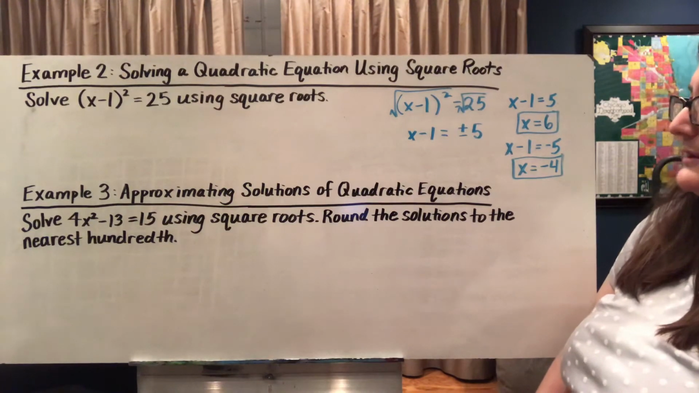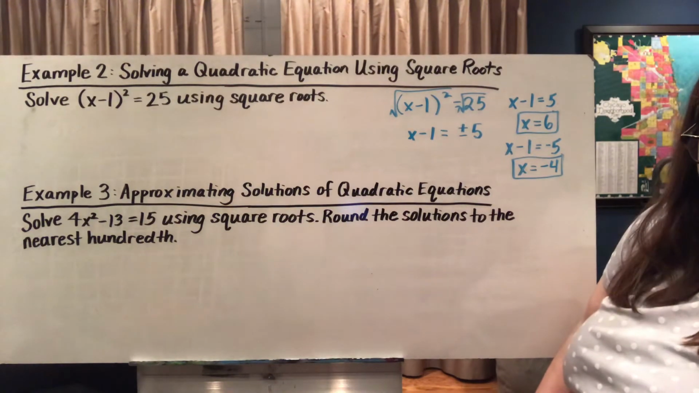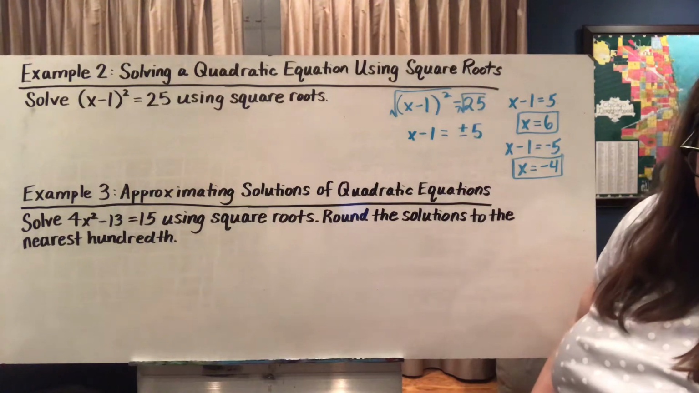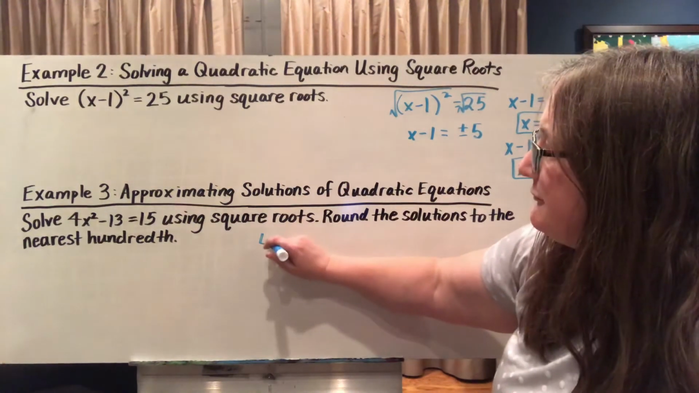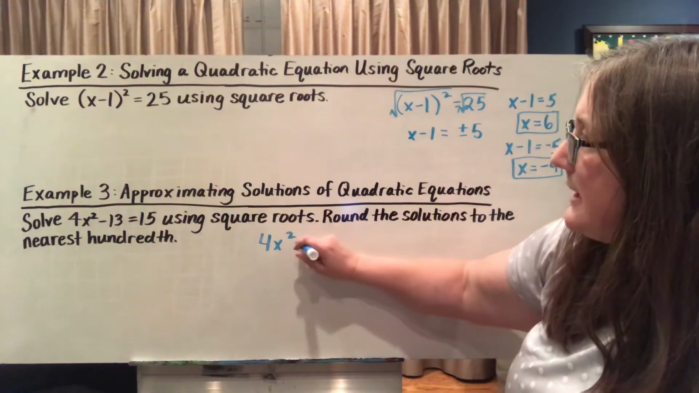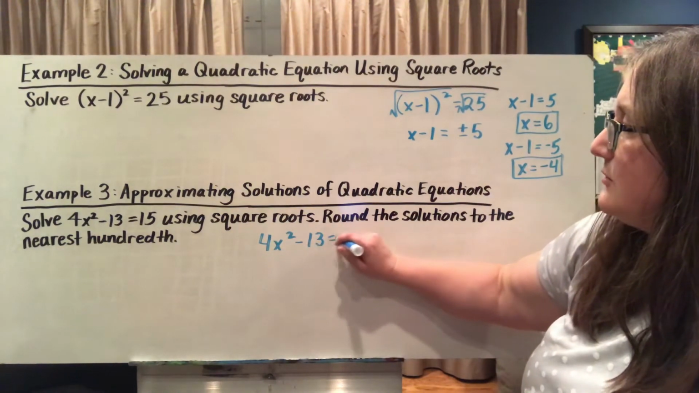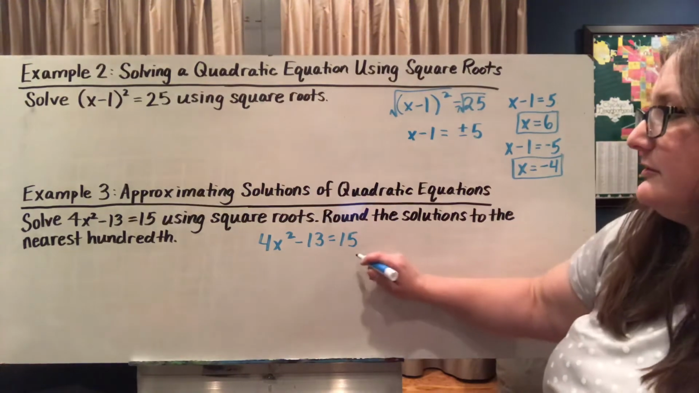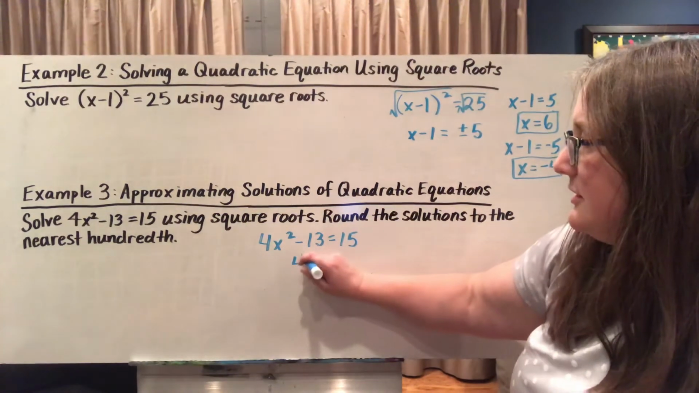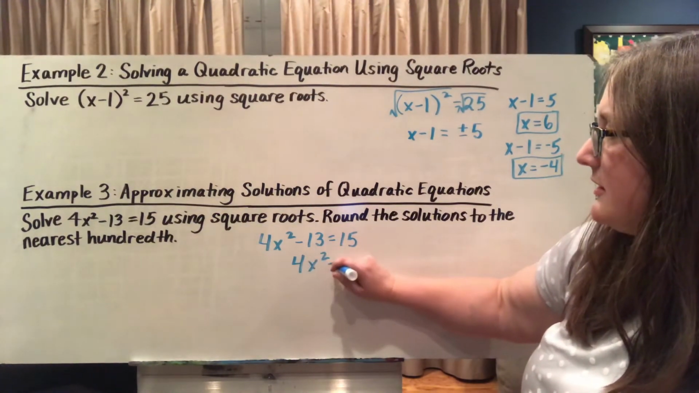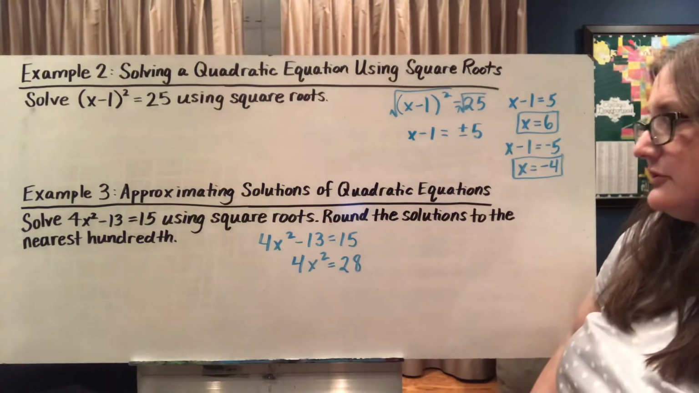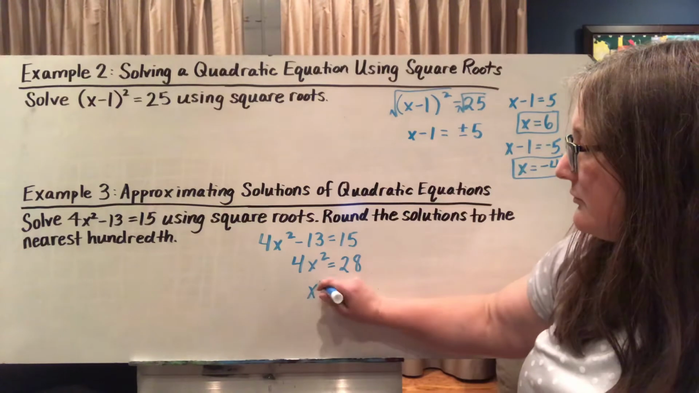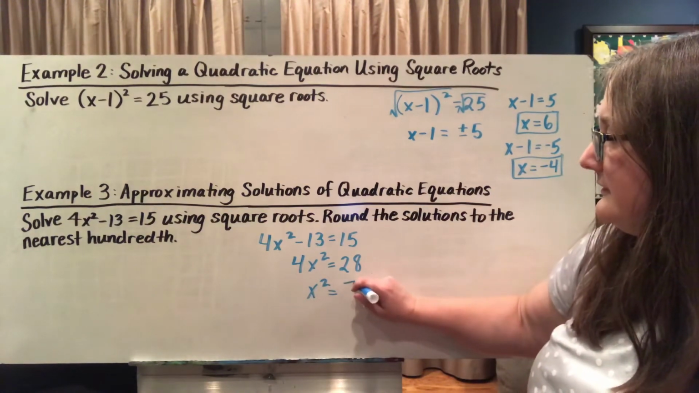Let's try approximating solutions of quadratic equations. So in this case, we have the problem 4x squared minus 13 equals 15. So the first thing I'm going to do is add 13 to each side. So I get 4x squared equals 28. Divide each side by 4, and I get x squared equals 7.